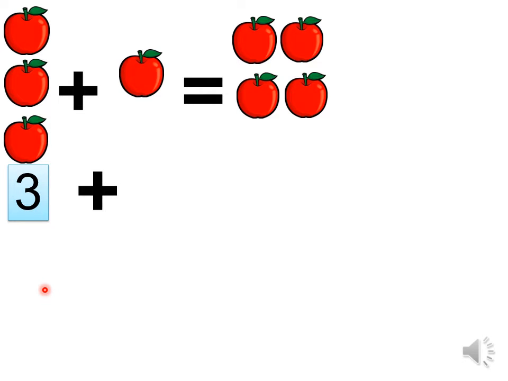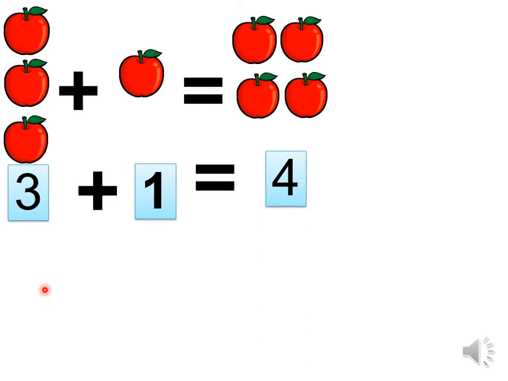How many apples are there? We have here 3 apples, 1, 2, 3, plus 1 apple. So, for the 3, we will add 1 more. 3 plus 1 equal how many? 4 apples, 1, 2, 3, 4. So, 3 plus 1 equal 4.